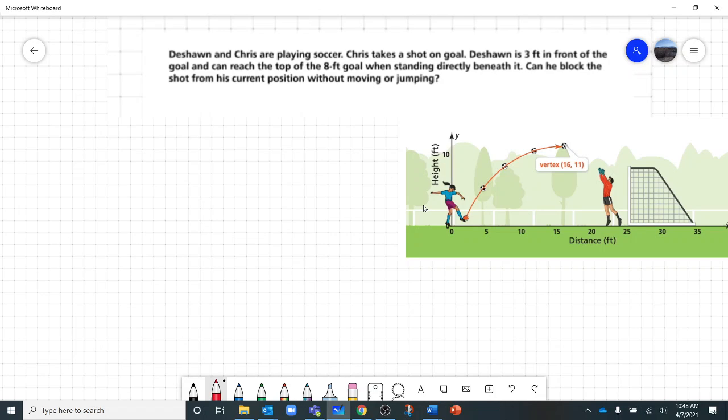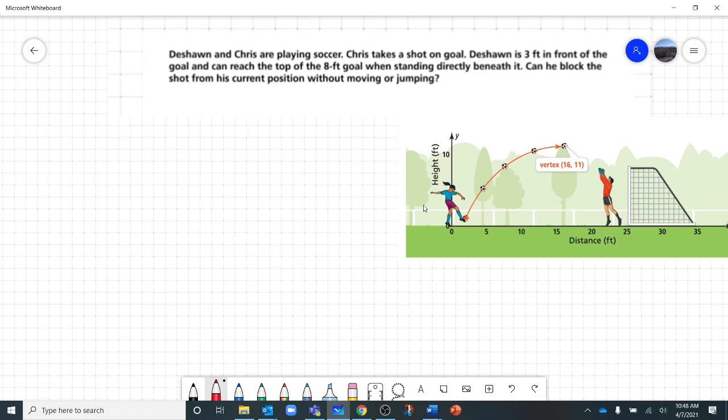All right, Deshaun and Chris are playing soccer. Chris takes a shot on goal. Deshaun is 3 feet in front of the goal and can reach the top of the 8-foot goal when standing directly beneath it. Can he block the shot from his current position without moving or jumping?